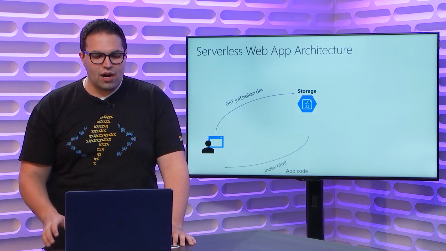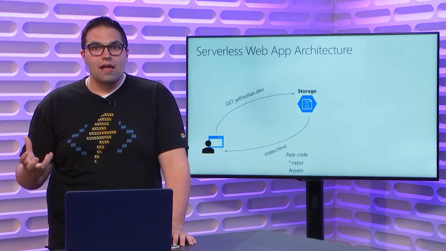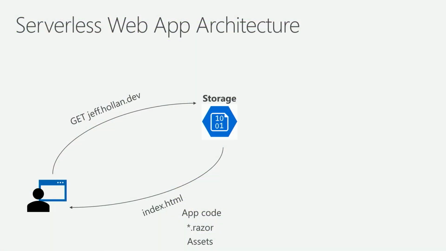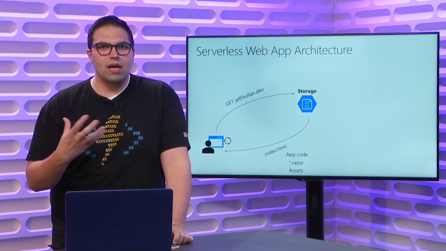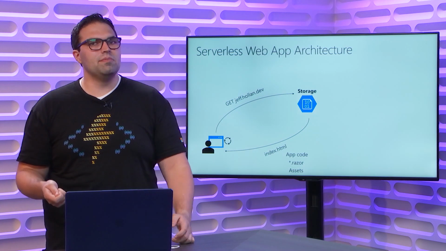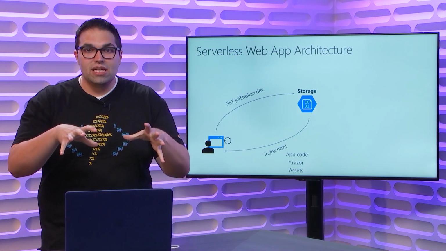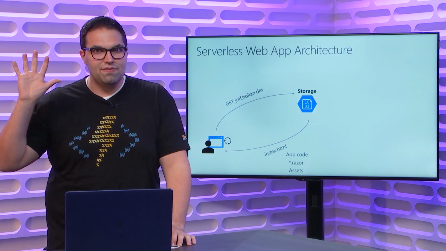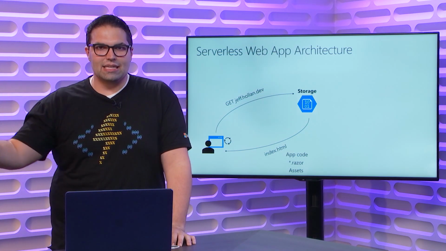So the storage account is going to return back an index.html page and some code that needs to be rendered on the browser. In this case, since there's no server that's rendering the page, what I'm actually relying on is the browser to render that page for me. So all of the code, all of the logic to draw the elements, to update the elements, now actually needs to run on my browser, because I don't have a server behind the scenes. I just have this storage account with static assets.